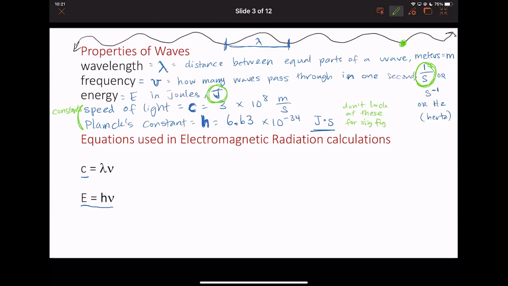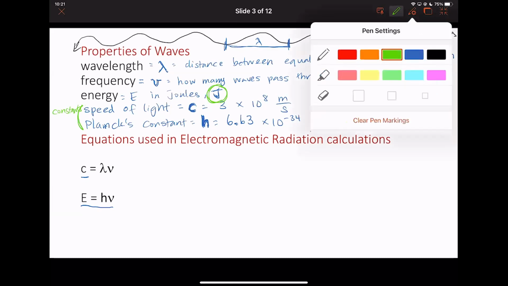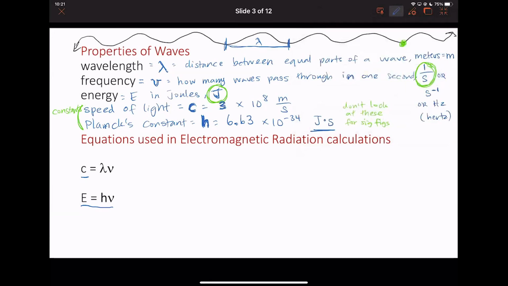Because they are infinitely significant, this 3 does not have 1 sig fig. It's infinitely significant. Or this 6.63, you might say, oh, that's 3 significant figures, but it's not. It's infinitely significant. All constants or numbers in an equation that are already there, or conversion factors, those are all infinitely significant. Why? Because they're not measured values.